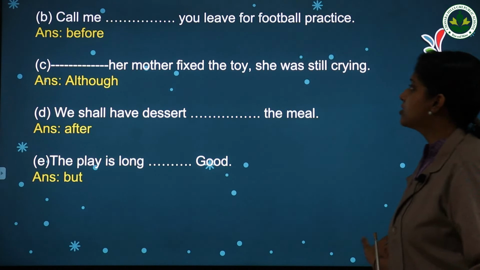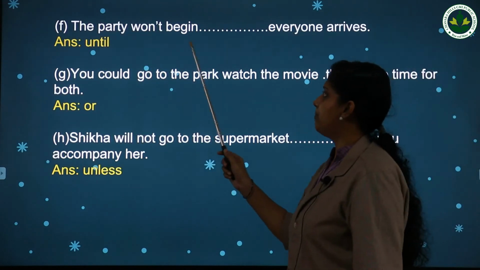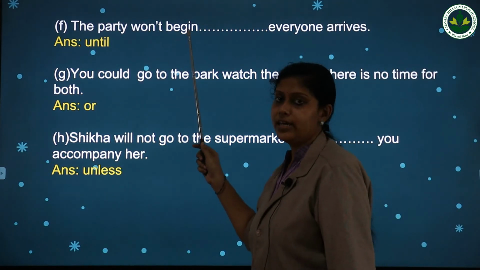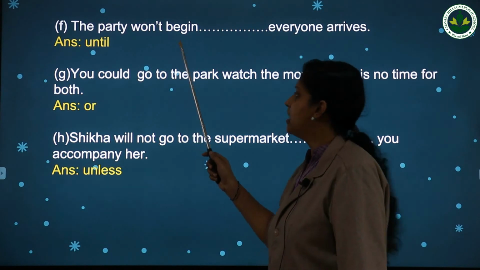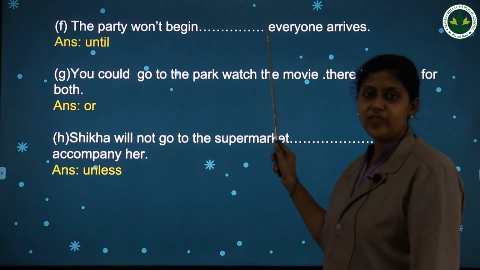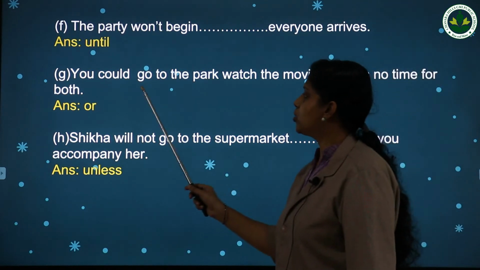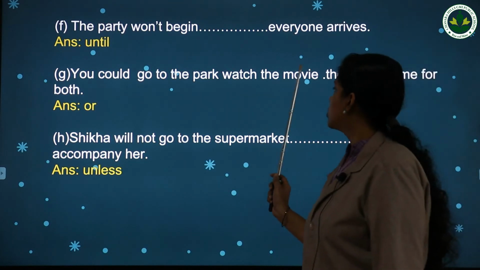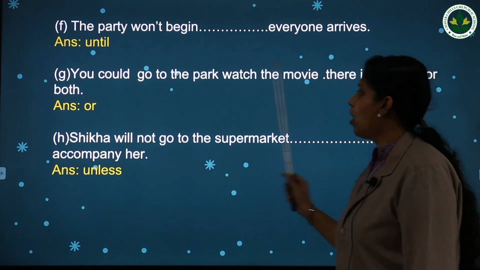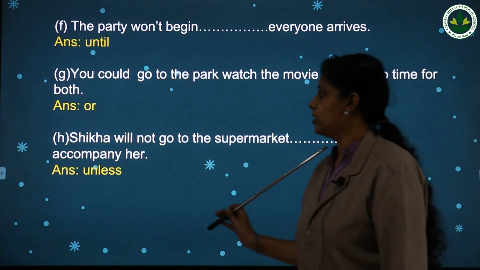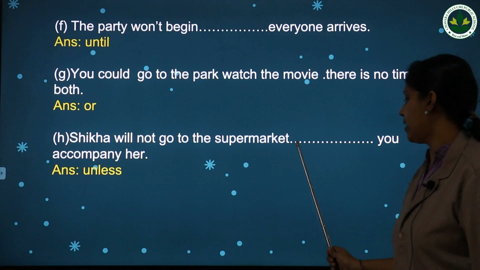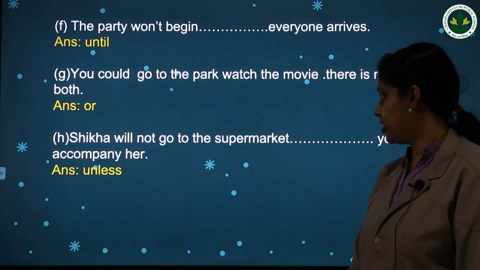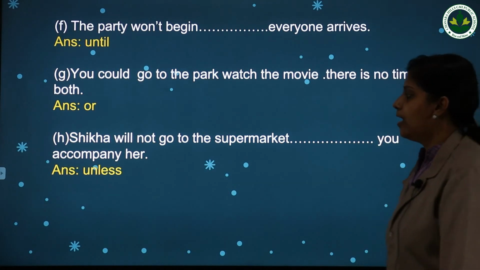Next one: the party won't begin dash everyone arrives. Until is used to refer to a point in time. The party won't begin until everyone arrives. Next: you could go to the park dash watch the movie. There is no time for both. So, you could go to the park or watch the movie. Next: Shikha will not go to the supermarket dash you accompany her. Here unless is the correct answer. Shikha will not go to the supermarket unless you accompany her.